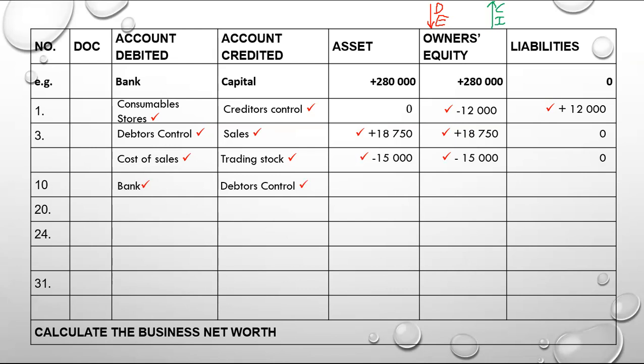So I'm going to decrease my debtor's control by 11,600, which is what M. Visser paid. Both of these accounts are assets. Bank is going up, it's an asset. It'll go up on the debit side. Debtor's control is going down, it's an asset. It goes down on the credit side. So under assets, I will have plus or minus. And owner's equity will be 0, and liabilities will be 0. We good? Let's move on.